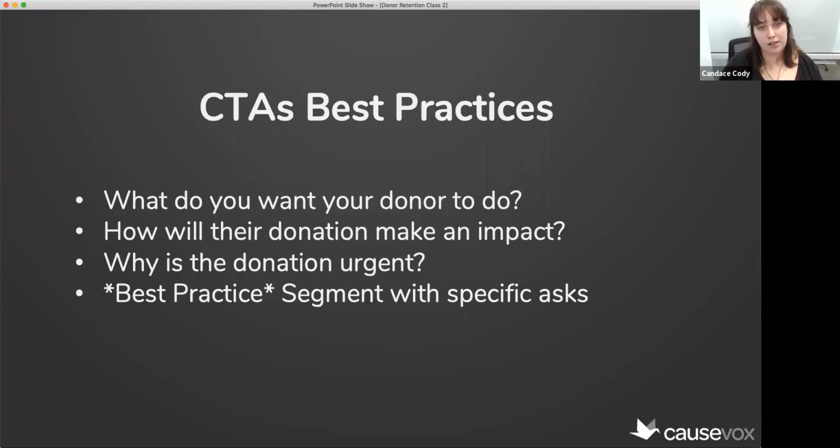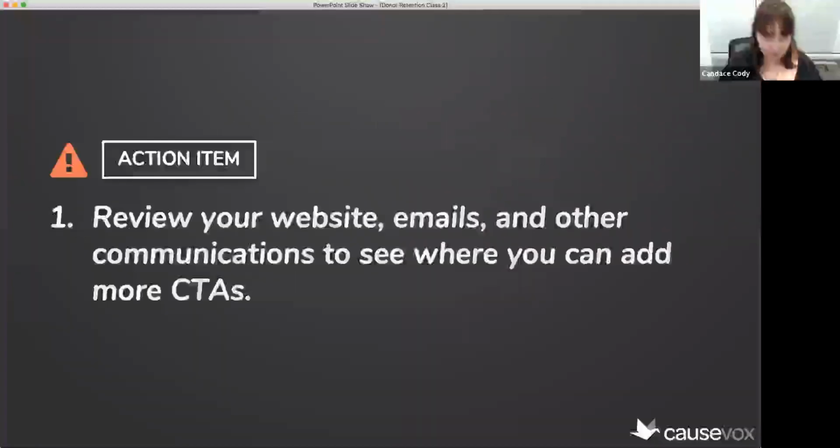As a best practice, with call to actions, you're probably going to want to segment them throughout all your donors. And so last week, we talked a little bit about how donors that gave over $250 had a 76% retention rate as opposed to the average 45%. That's just one way that you can segment donors, but having specific asks aimed at the level that that donor is at is going to make it even easier to get them to continue to donate.